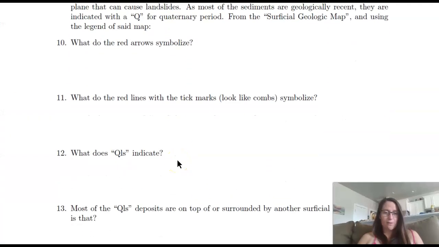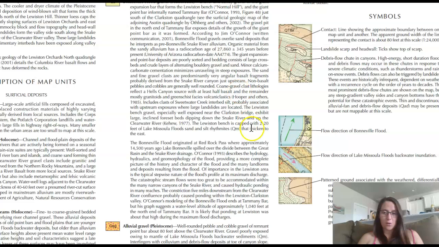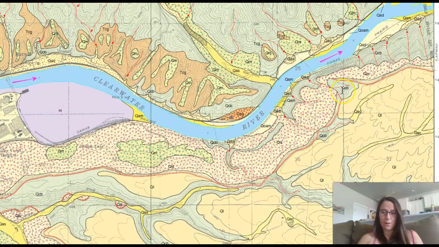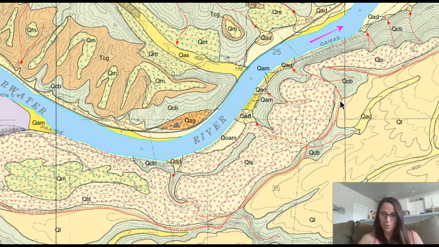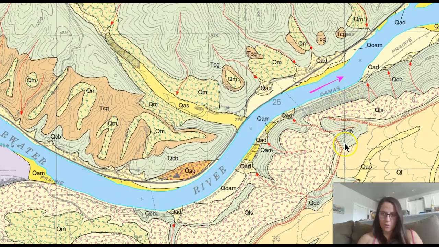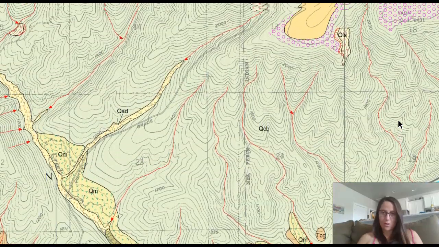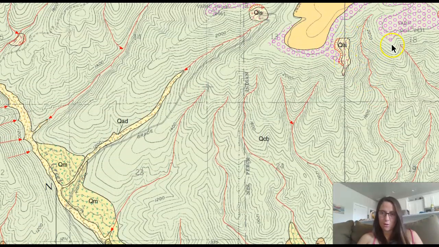Now, question 11. What do the red lines with the tick marks, which look like combs kind of, symbolize? So let me show you those in the map first. So what they mean by the red lines with the tick marks is these guys right here. So this kind of looks like a comb, sort of. So red line with tick marks. There's all along this scarp here, and there are going to be some individual ones kind of scattered throughout. So for example, there's one here, so on and so forth.